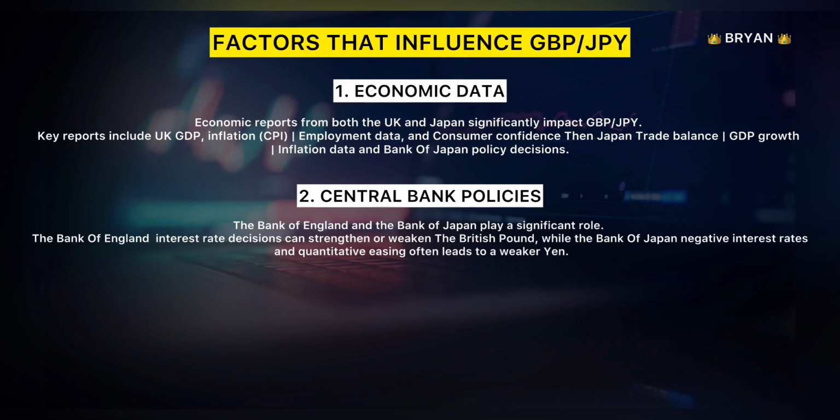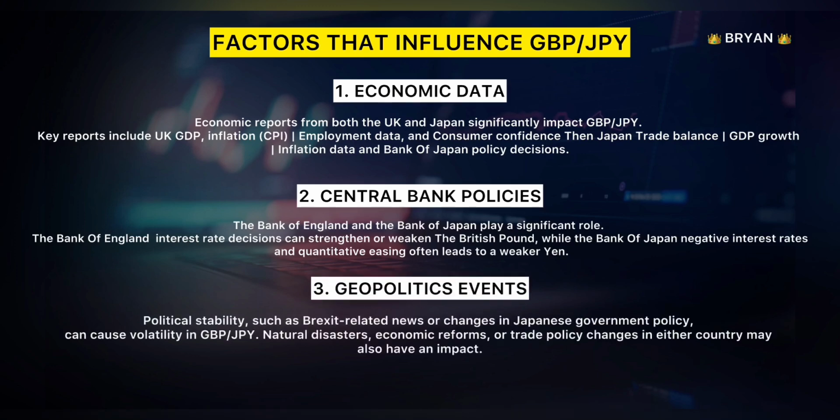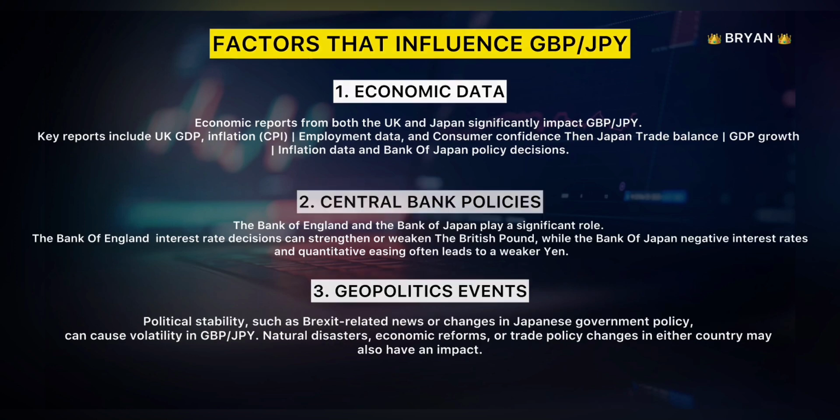The Bank of England interest rate decisions can strengthen or weaken the British pound, while the Bank of Japan's negative interest rates and quantitative easing often lead to a weaker yen. 3. Geopolitical events. Political stability, such as Brexit-related news or changes in Japanese government policy, can cause volatility in pound sterling to Japanese yen. Natural disasters, economic reforms, or trade policy changes in either country may also have an impact.